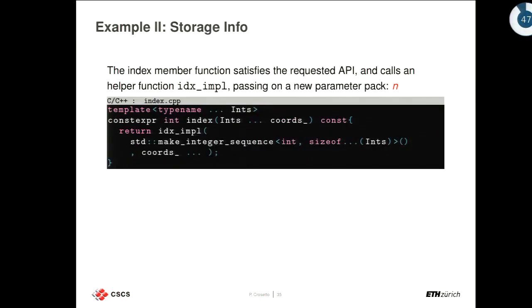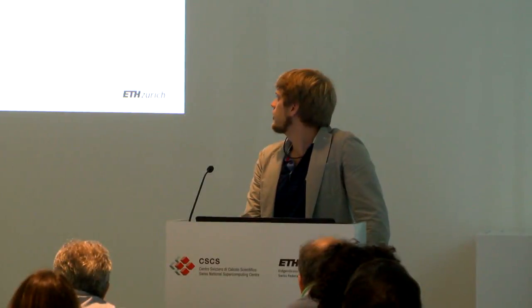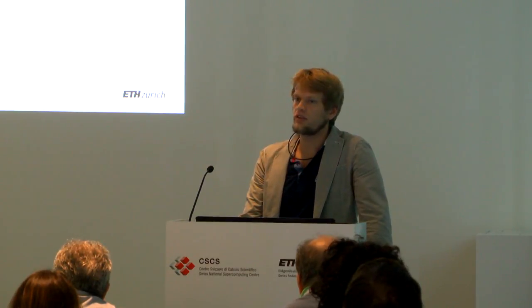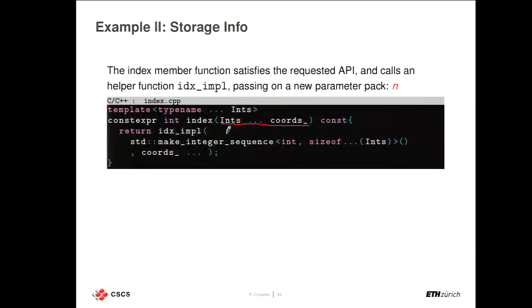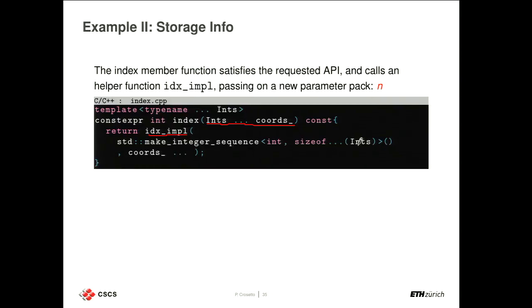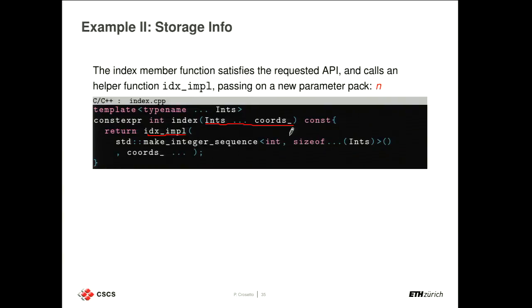So first, we want to give the index method this interface. It has to take the coordinates. We don't want to put a std::integer_sequence here, because this is the thing that the user will call. The user wants to call this, passing only the coordinates. So we get a helper function which we call index_impl, where we pass as an argument the std::integer_sequence with the size of the parameter pack.